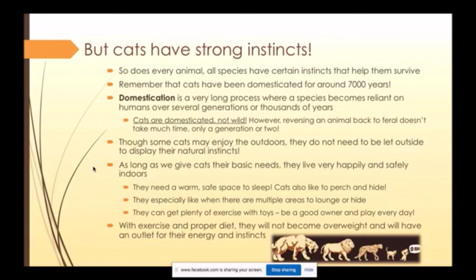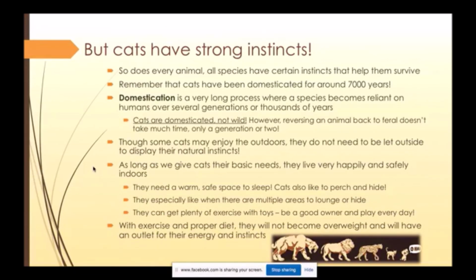And just make sure that they get plenty of exercise with toys. I can't even count the number of toys that my cat at home has because she loves to play, and it's good for her. It allows that energy outlet and helps keep her healthy by giving her exercise. So whether you have a more laid back cat that might just chase the toy for a couple of minutes, or a cat that is very active and likes to play for long periods of time, you need to play with your cat every day.